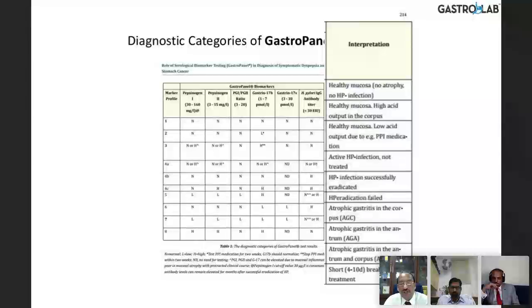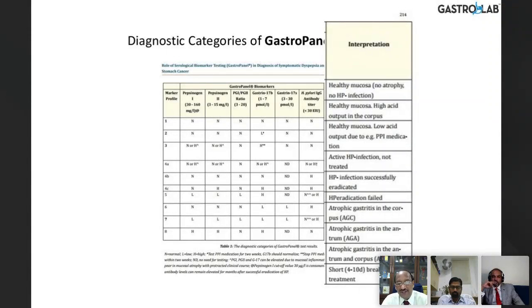Here the H. pylori is still there, the eradication has failed because there is still a problem going on here. Likewise, atrophic gastritis in the corpus can be diagnosed here by low gastrin 17B and low gastrin 17, yes. And the H. pylori could also produce a corpus atrophy. So as we know in the long run.